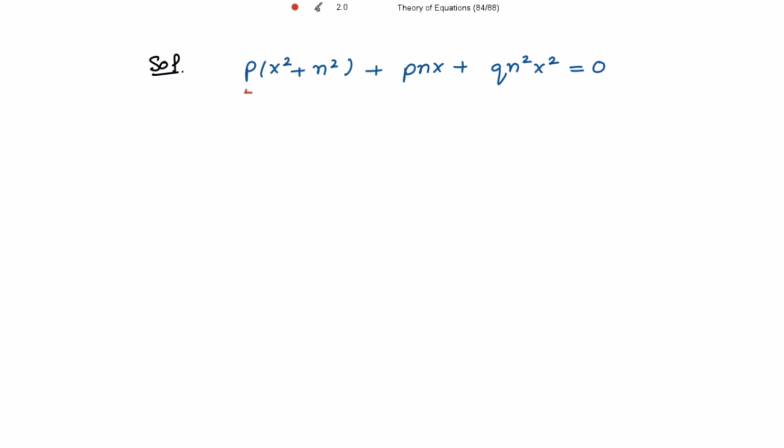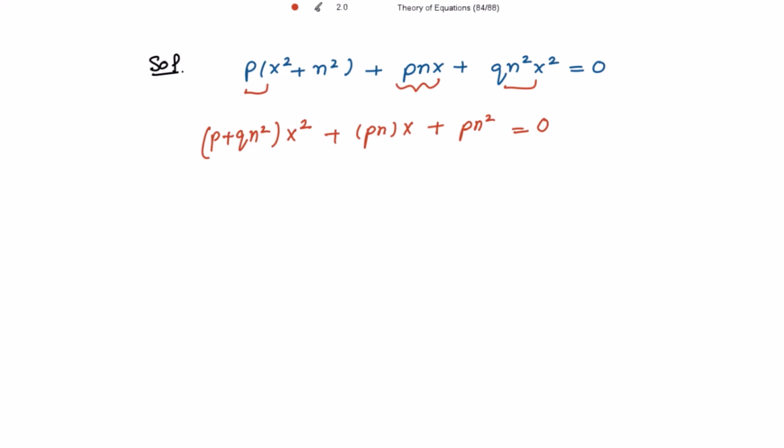So here I'm having p x square and there it is q n square x square. Writing the coefficient of x square first, that is p + q n square, because we are writing the quadratic equation in x. Then I'm having p n x, so the coefficient of x is p n. And the remaining term is p n square = 0. Is it fine? Alright.